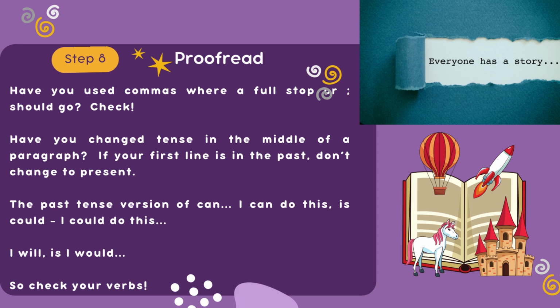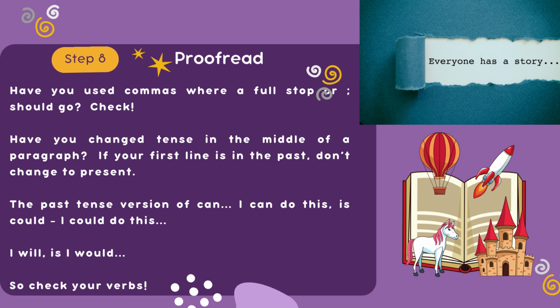Or is there somewhere where instead of a full stop I could have used a semicolon to show 2 closely related ideas? So this is the point that you check that you've got that variety of punctuation. If you've used ellipsis to show missing words, have you used only 3 dots rather than 5? It's only ever 3 dots. Have you changed tense? And this is something that nearly everyone has done. Have you changed tense in the middle of a paragraph?